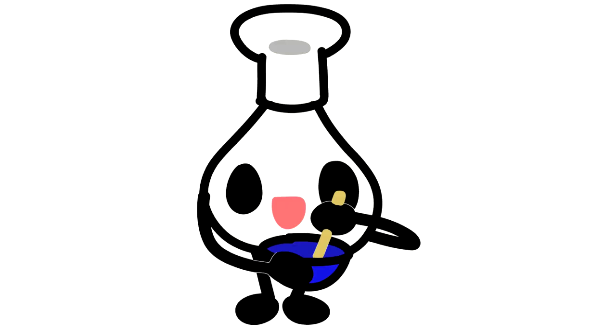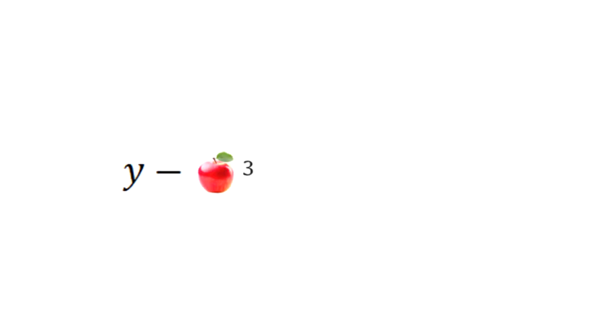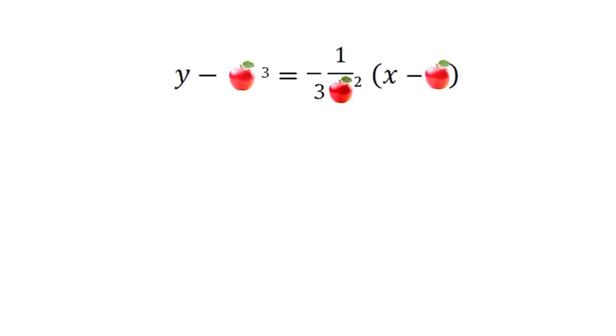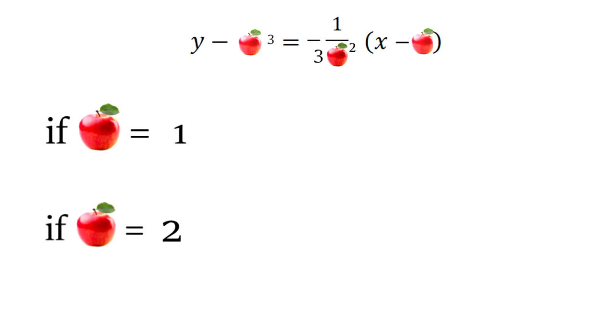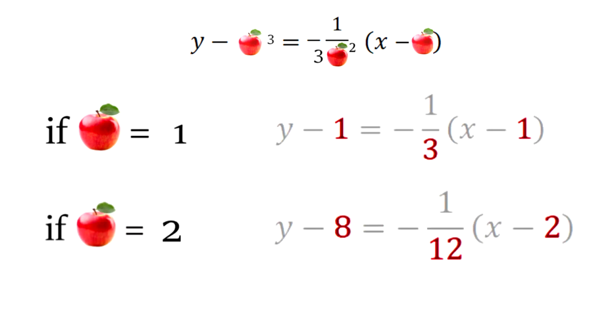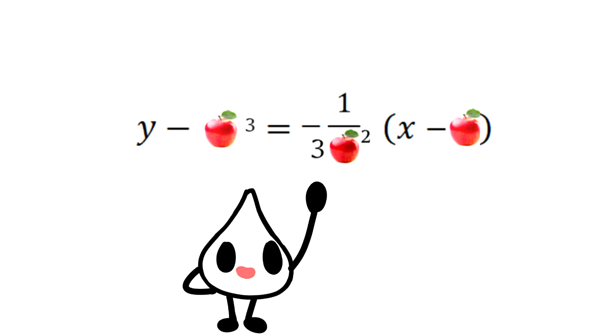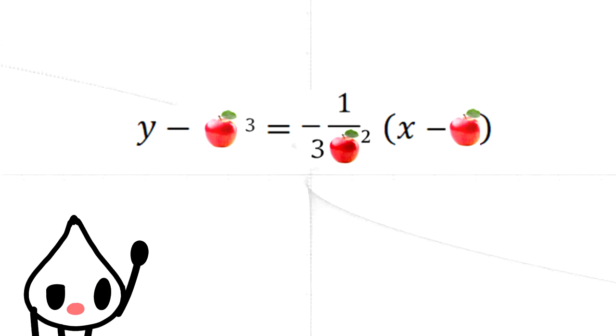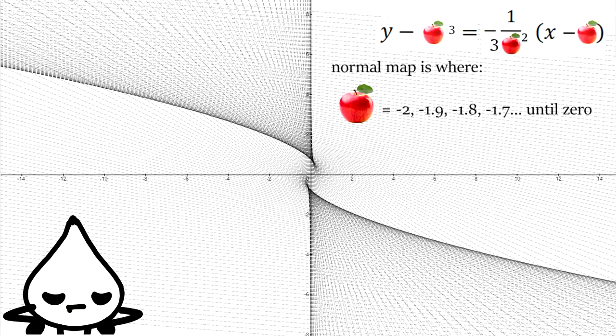Next, we mix things up and get y minus apple cubed equals negative 1 over 3 apple squared times x minus apple. Boom! We have a general equation, where if we set apple to 1 or 2, we are repeating the last two equations we made, but instead in the pace of like 10 seconds. Now that we have the general equation, we now possess the divine mathematical power to better understand how the normal map works, which is simply just a system of normal lines.